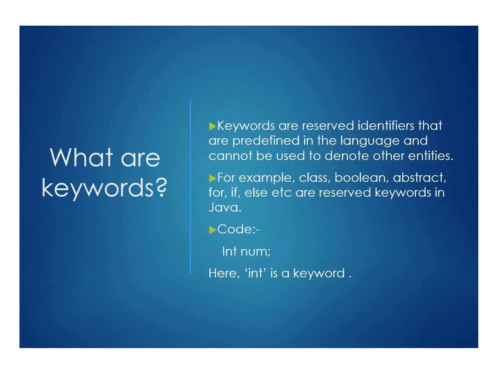Now we come to the keywords. What are keywords? Keywords are reserved identifiers that are predefined in the language and cannot be used to denote other entities. For example, class, boolean, abstract, for, if, else, etc. are reserved keywords in Java. So we cannot use these keywords for our variable declaration. For example, int num, int is a keyword here.